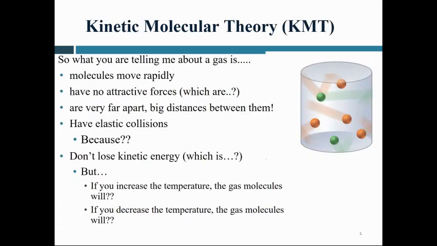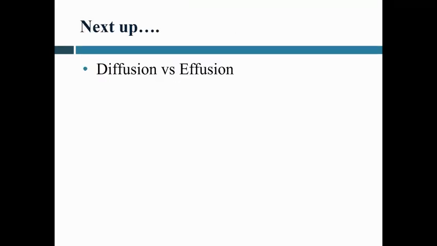So what I'm telling you is that molecules move very rapidly. They have no attractive forces, which means they are constantly flying by each other. They are very far apart. They have big distances between them, and they have a ton of elastic collisions because they don't actually hit each other and stick. They never lose their kinetic energy, but if you increase the temperature, the gas molecules move much faster. And if you decrease the temperature, the gas molecules will slow down. Okay? If you have any questions about the kinetic molecular theory, make sure you ask your teacher.